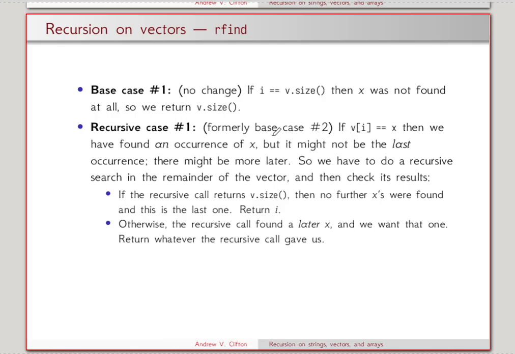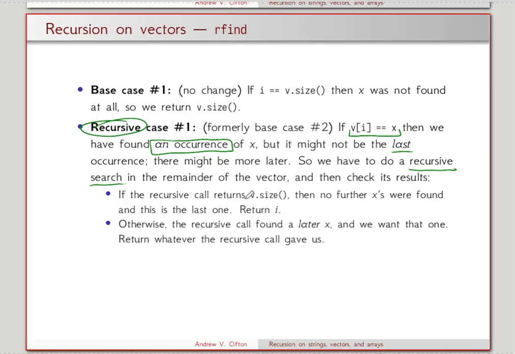Now, what was base case number 2, where v sub i equals x, that's going to become a recursive case. If we see an element of the vector that is equal to x, we found an occurrence of x, but we don't know if it's the last one, right? There might be more later. So what we do is the recursive call to check the remainder of the vector and then check what it gives us.